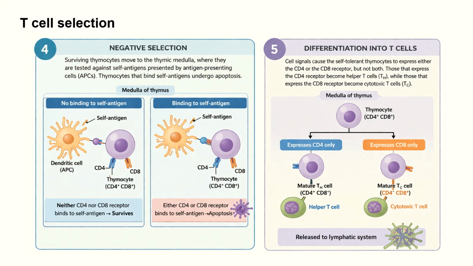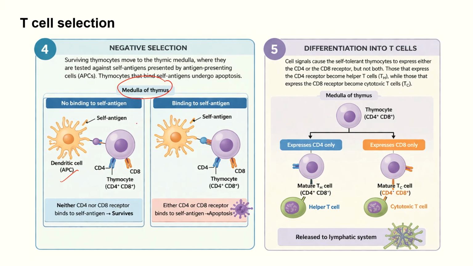This process is happening in the medulla of the thymus. The earlier process was in the cortex, in the middle part; now it is in the medulla of the thymus. If the dendritic cell loaded antigen presenting cell comes, it should not bind to the self-antigen. That is what we are emphasizing again and again. If it is binding to the self-antigen, the cell will be destroyed, and if it is not binding to the self-antigen, the cell will survive.